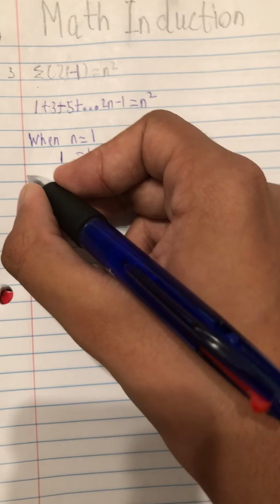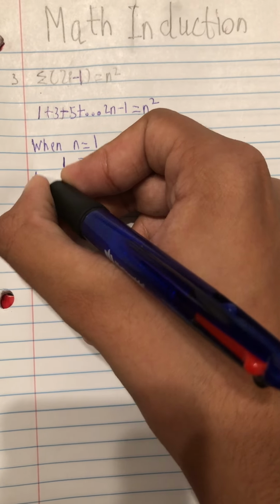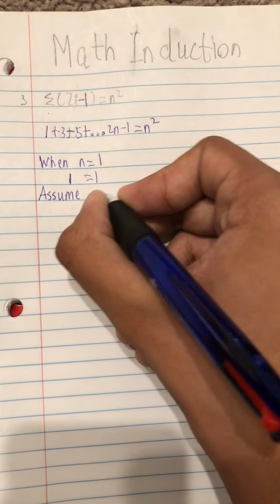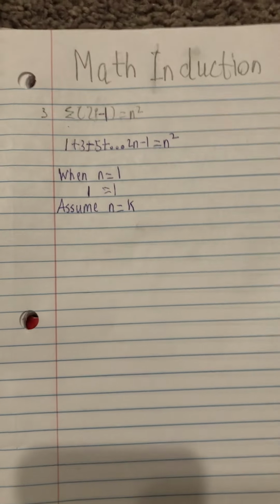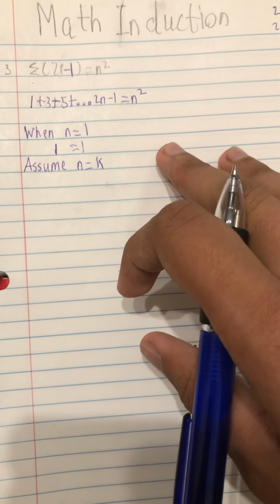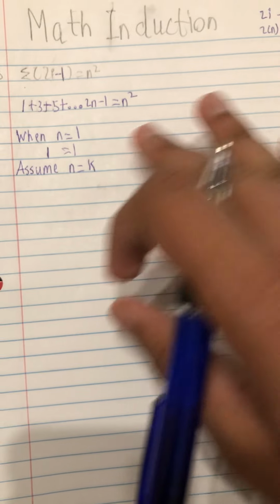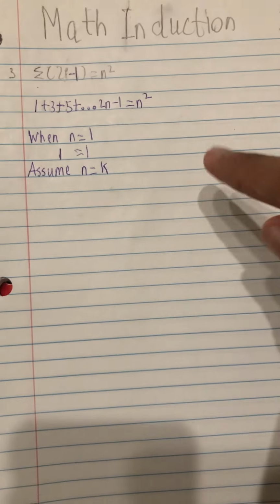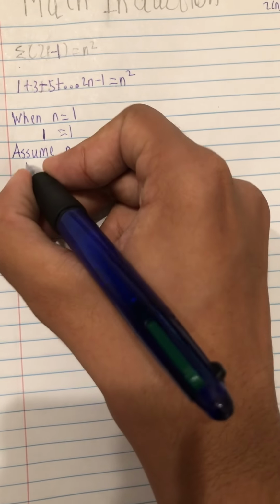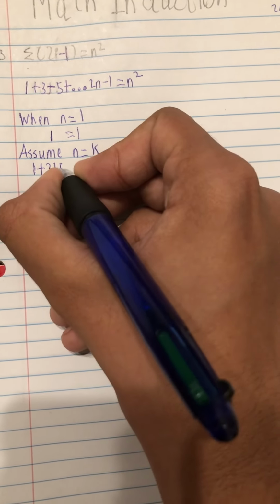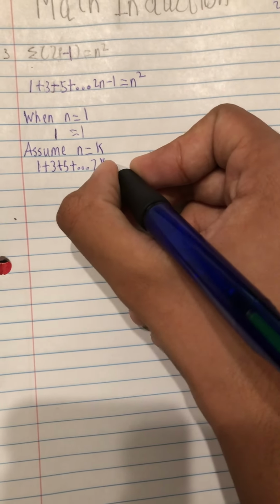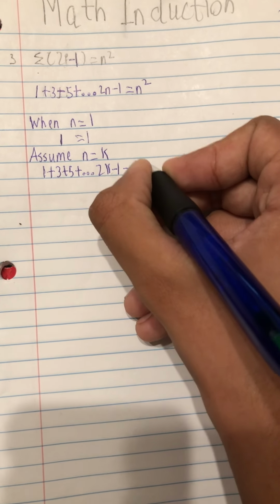Moving on. The next step is the step where you assume n is equal to k. This step is to help you with later steps. You won't do anything super special except switch the variables n and k. So every single n variable in this equation becomes k. So it'd be 1 plus 3 plus 5 plus dot dot dot 2k minus 1 equals k squared.